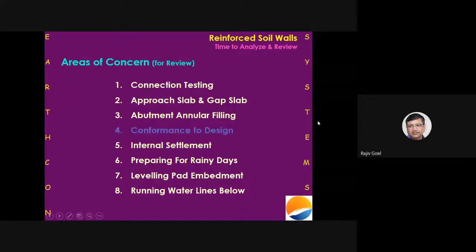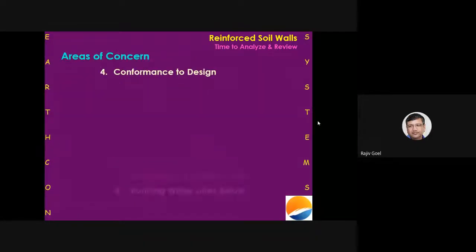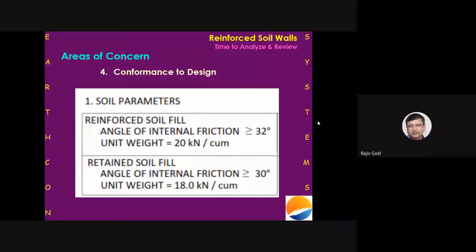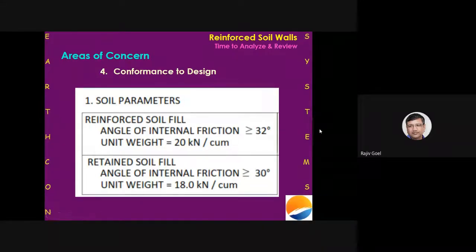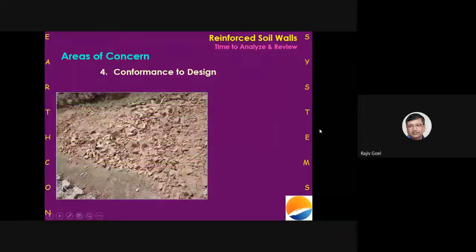We go to conformance of design. I think not much emphasis has to be laid on this because every design has certain parameters which have to be met in the field. The angle of internal friction and the density are the 2 important parameters which we all know about. But the point I'm trying to make here is the gradation of the backfill, based on which certain design parameters are assumed, and which, if not put on the drawings, is generally ignored.